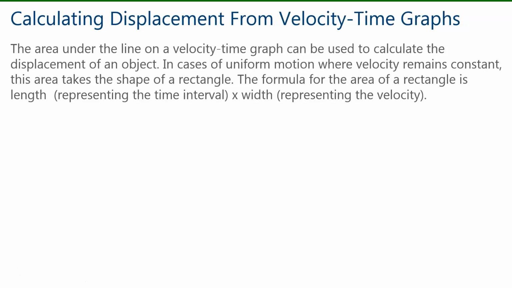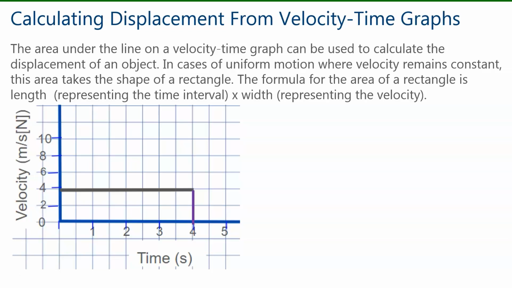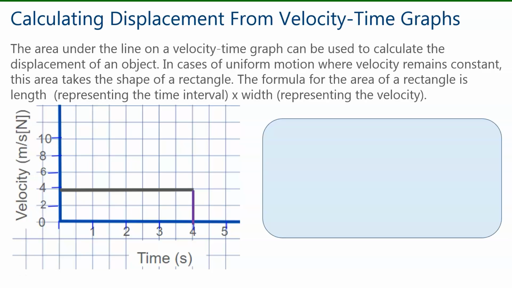The area under the line on a velocity time graph can be used to calculate the displacement of the object. In cases of uniform motion, where velocity remains constant, this area takes the shape of a rectangle. The formula for the area of a rectangle is length, representing the time interval, times width, representing the velocity.